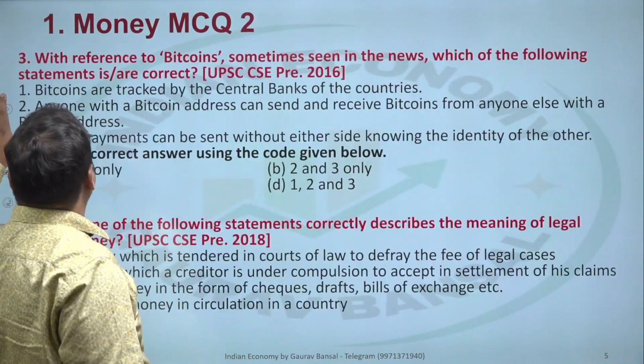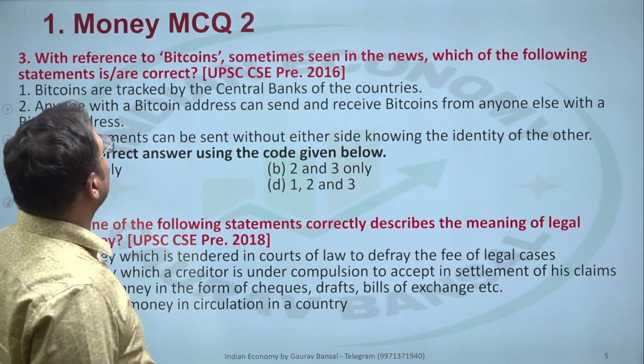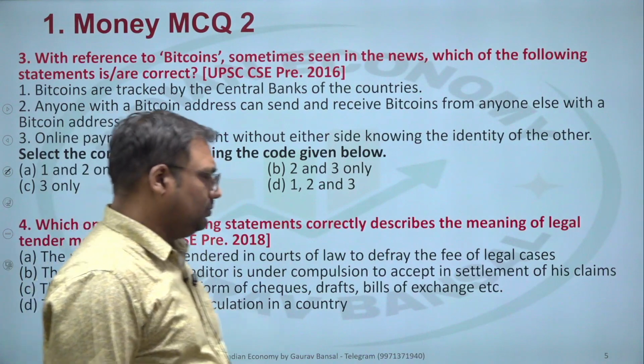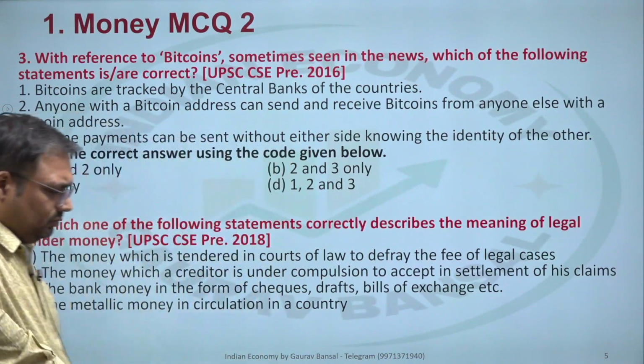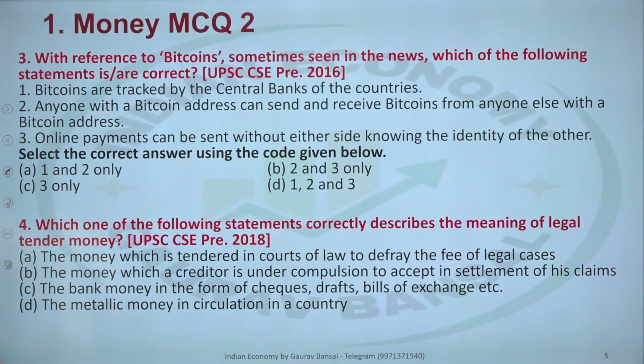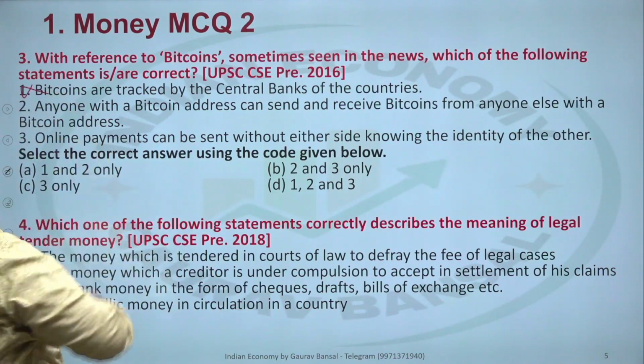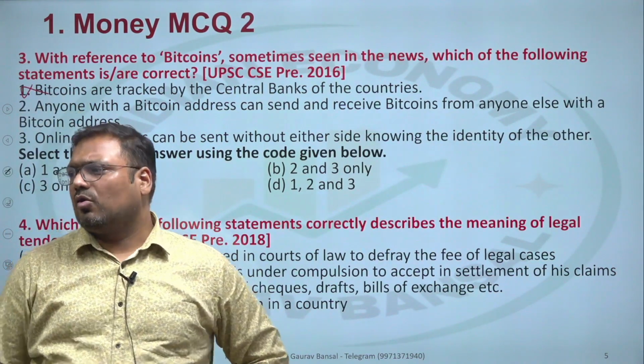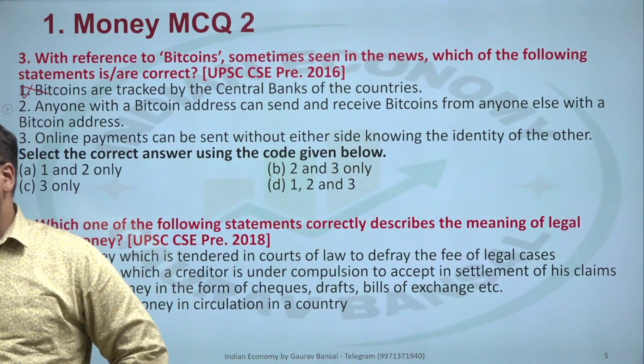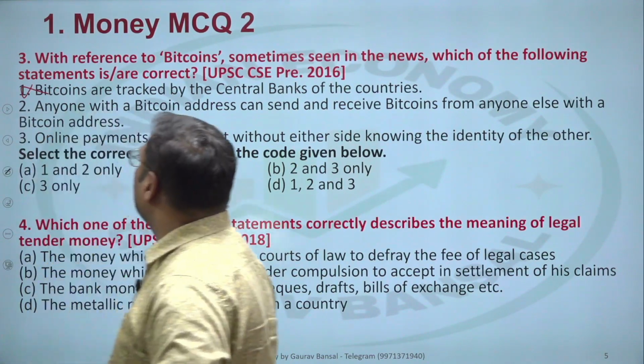Next, question number 3. With reference to Bitcoin, sometimes seen in the news, which of the following statements is or are correct? Bitcoins are tracked by the central banks of the countries. This is wrong. Bitcoins are not tracked by the central banks of the countries.